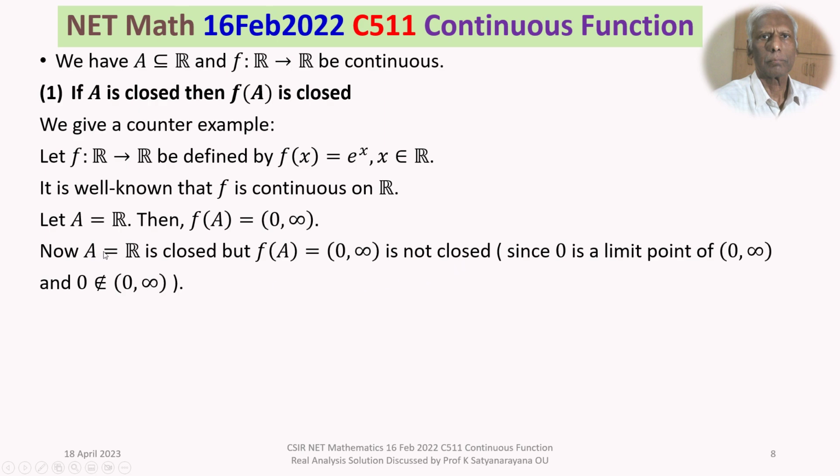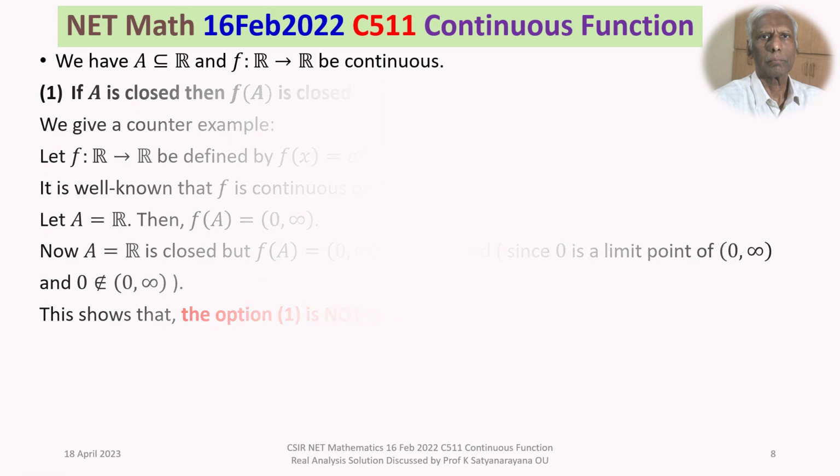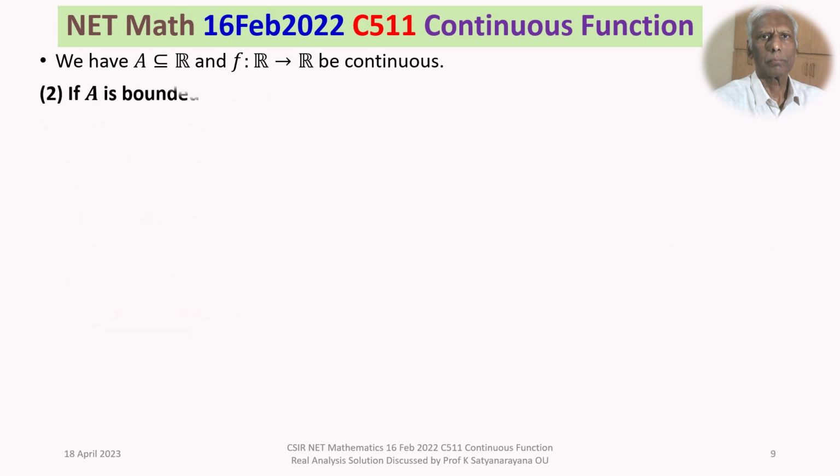So, A equal to capital R, that is minus infinity to plus infinity, is both open and closed, therefore it is closed, but its image is not closed. This shows option 1 is not true. Agreed. So let's move to the next option, option 2. If A is bounded, then its inverse image, f inverse of A, is also bounded.